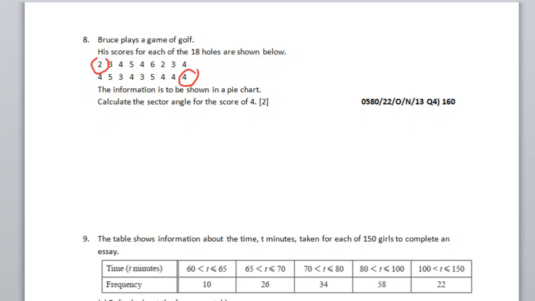So total number of holes are 18 and total angle in the pie chart is 360 degrees. We have to find the angle, so underneath 360 degrees write x for the score of 4. How many times is 4 occurring in this data? 1, 2, 3, 4, 5, 6, 7, 8. So 8 holes will represent what angle?